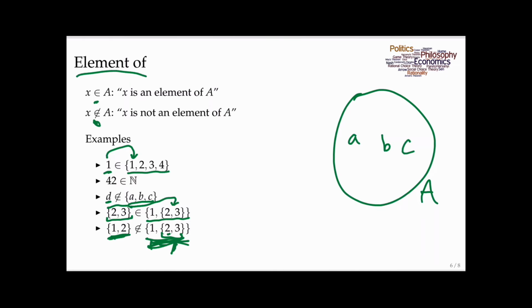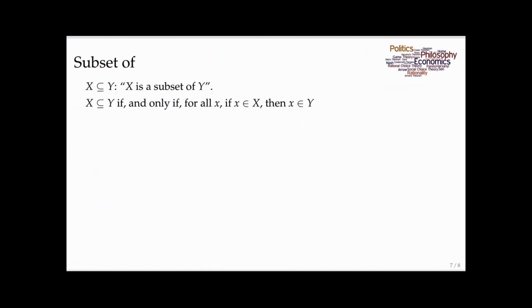The other notion you want to know about is subset of. We denote that with this symbol right here. It looks like a rounded less than or equal symbol. So this means that X is a subset of Y. In a picture, if we have Y here, saying that X is a subset of Y means that all the elements of X are contained inside of Y. So X is completely contained inside of Y.